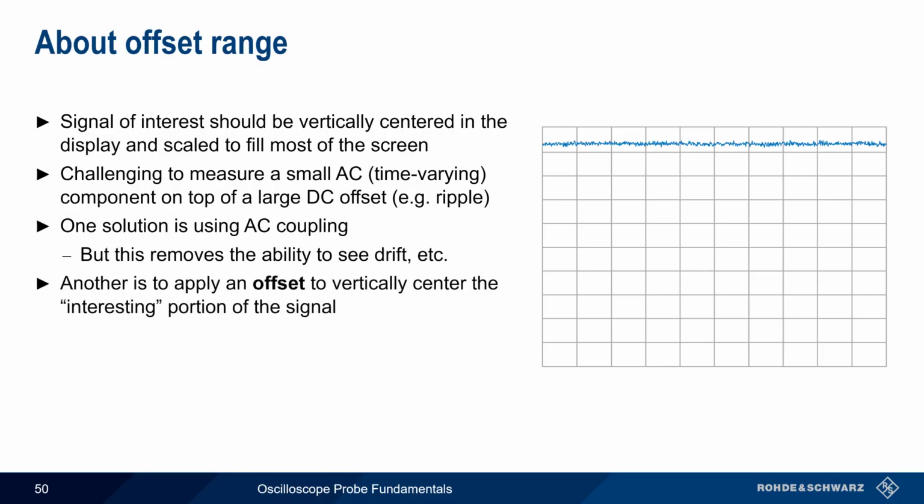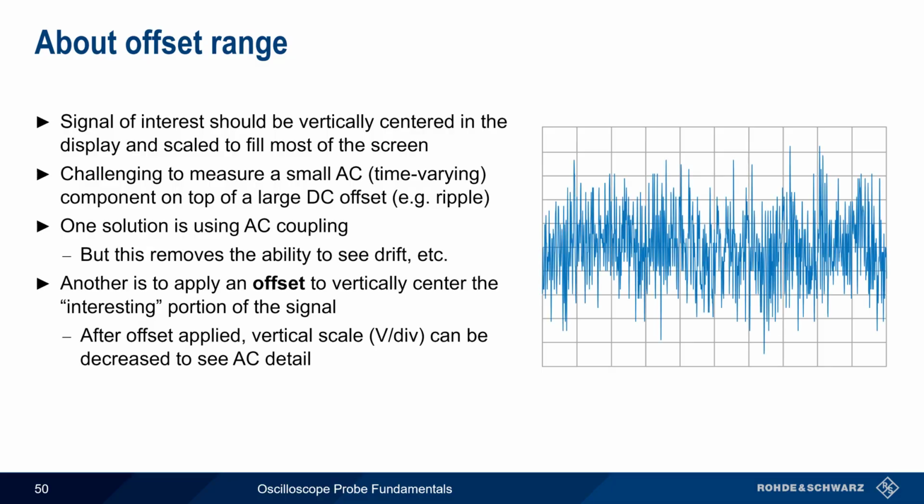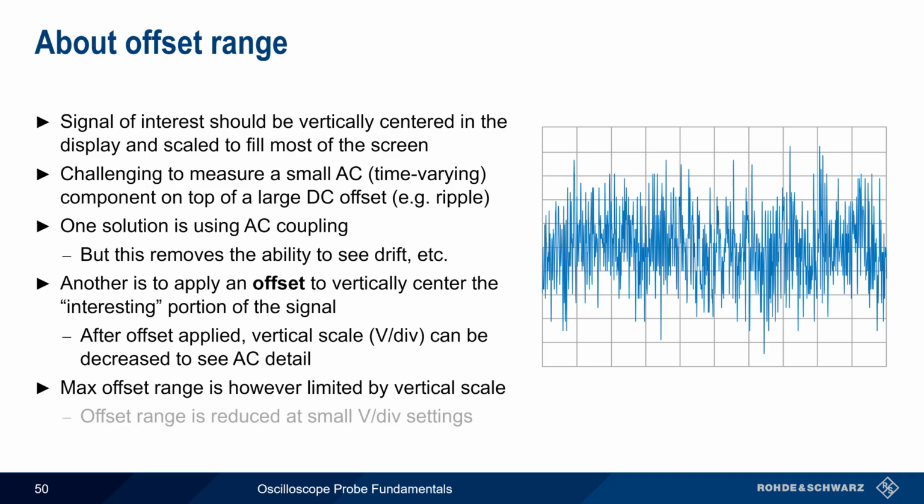Another approach is to apply an offset to the channel so as to vertically center the signal. After this offset has been applied and the signal has been moved to the center of the display, the volts per division setting can be decreased to see the AC component of the signal in more detail. An important limitation to this approach is that the maximum offset range is limited by the vertical scale setting. Small volts per division settings reduce the maximum configurable offset range.